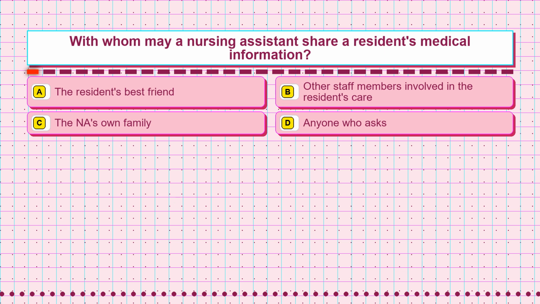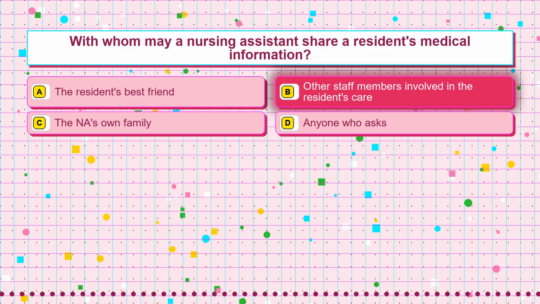Question 4. With whom may a nursing assistant share a resident's medical information? Option A. The resident's best friend. Option B. Other staff members involved in the resident's care. Option C. The NA's own family. Option D. Anyone who asks.